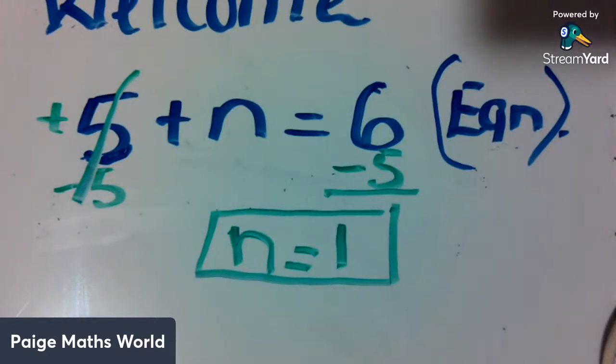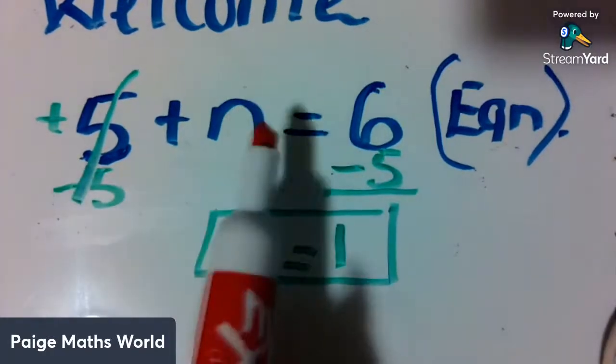And again, the variable is a letter. It can be n, it can be x, it can be y. Whatever you get on an exam paper, you need to get that variable by itself. So in this case, as I said, I'm trying to get n.